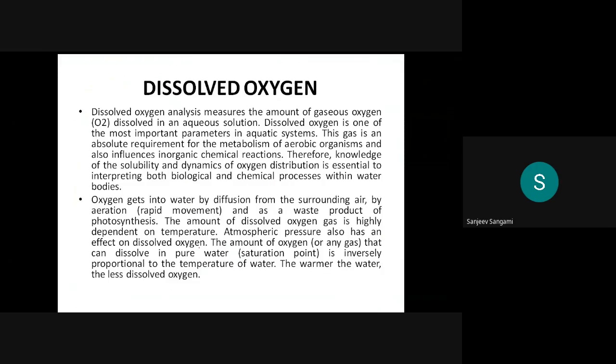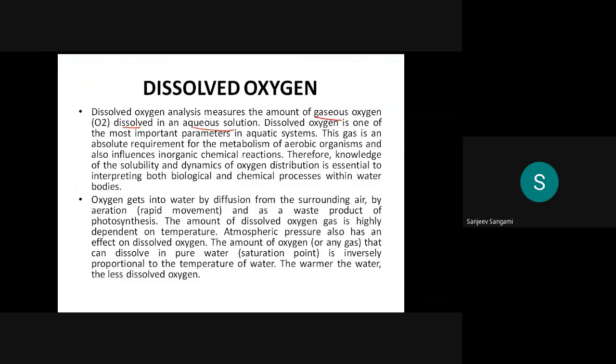Then dissolved oxygen is of course a very important component, and we already discussed some part of it. Dissolved oxygen measures the amount of gaseous oxygen that is dissolved in an aqueous solution. So dissolved oxygen means the oxygen which is dissolved in the water, that's it.